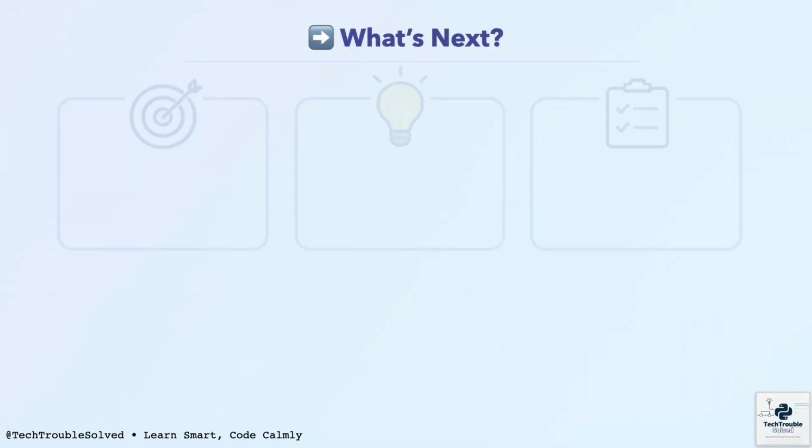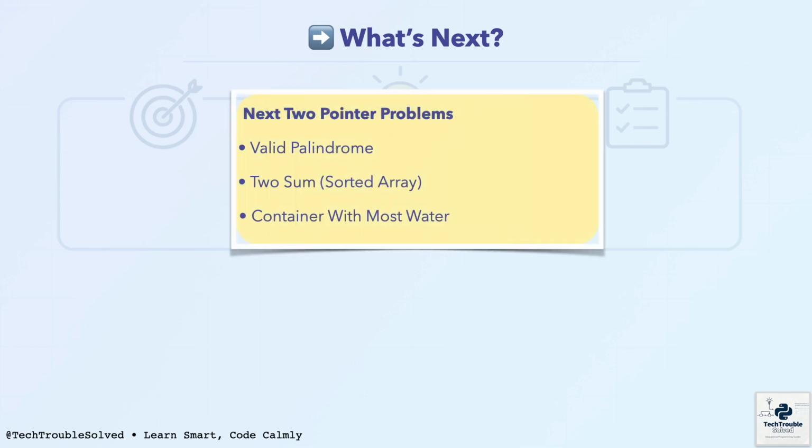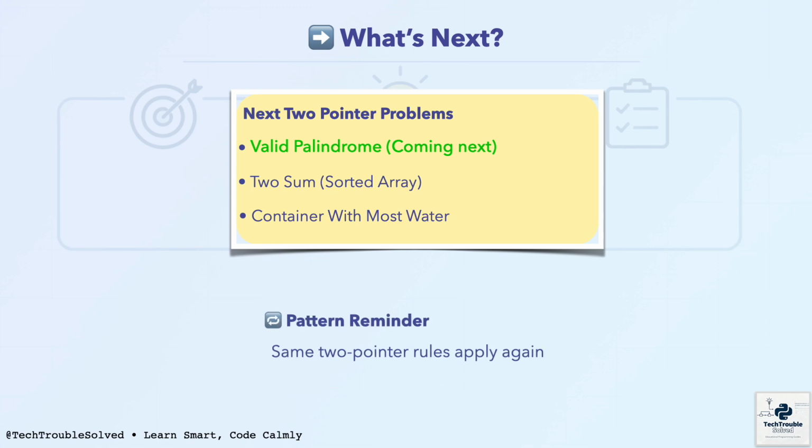Now that you understand this approach, you can apply the same two-pointer idea to many other problems. Next, we will look at problems like valid palindrome, two-sum on a sorted array, and container with most water. The pattern stays the same, only the condition for moving pointers changes. If this problem made sense, the next ones will feel much easier.